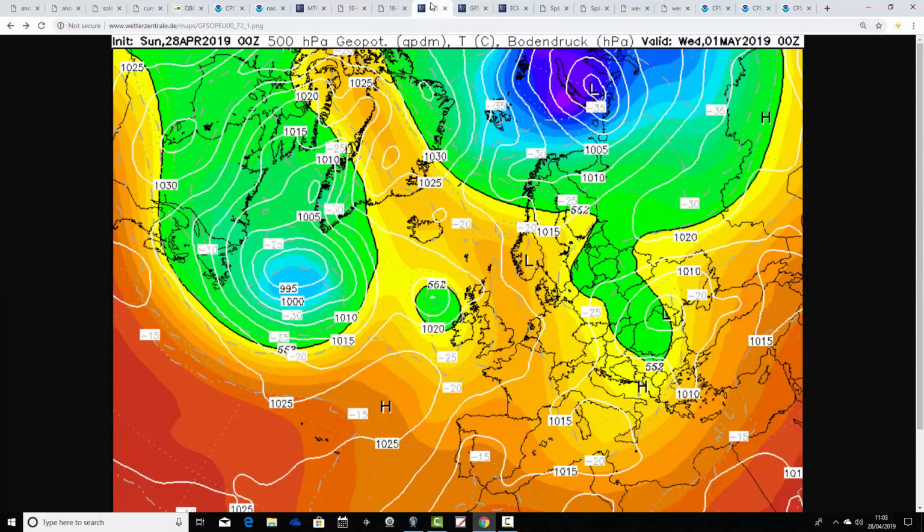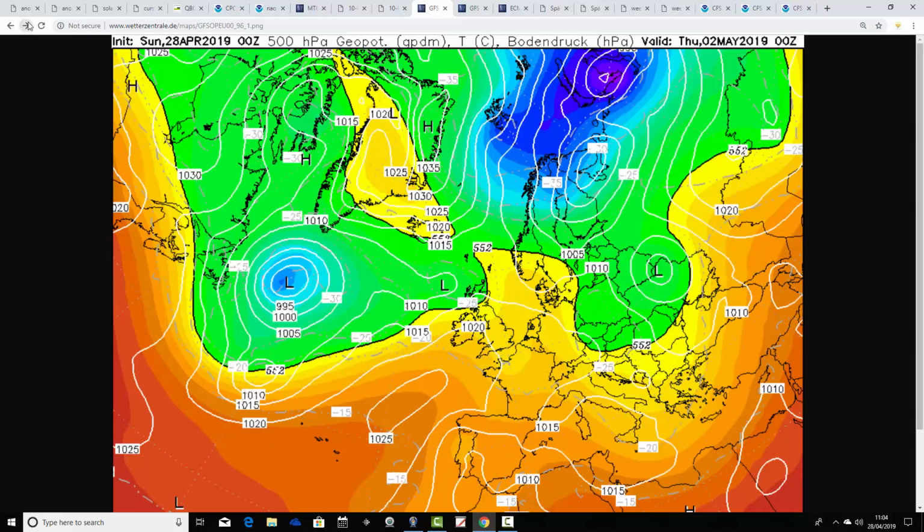So this is how the GFS operational run is looking. This is the midnight GFS operational run, what I was just talking about. So this is Wednesday. I've got a ridge sitting to our north and east, low pressure out to the west. So we're bringing up quite warmish air from the south on Wednesday.